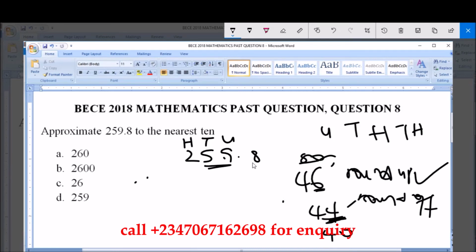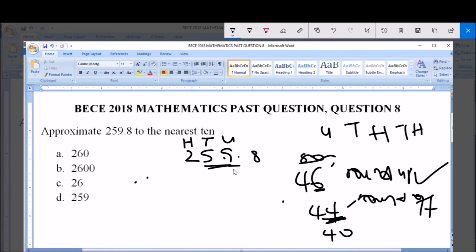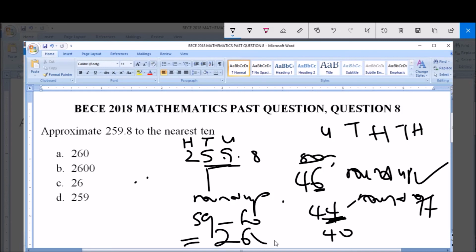Now let's go to our question. Our question says 259.8. Let's forget about this point here. We're dealing with the units here. You can see that this unit is 9, and 9 is greater than 5. So therefore, we'll round up, not round off. Since this unit is above 5, we'll round up this unit to the nearest 10, thereby giving us 60. Thereby turning 59 to 60. And therefore we have 260. So this is the answer in nearest 10.